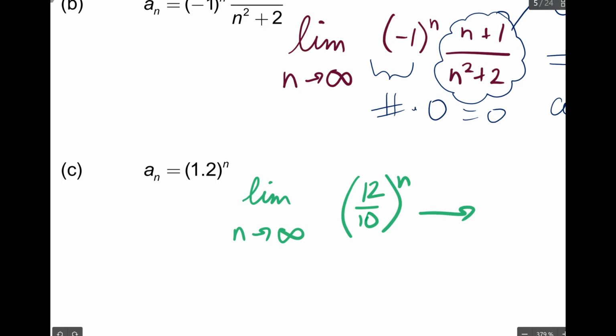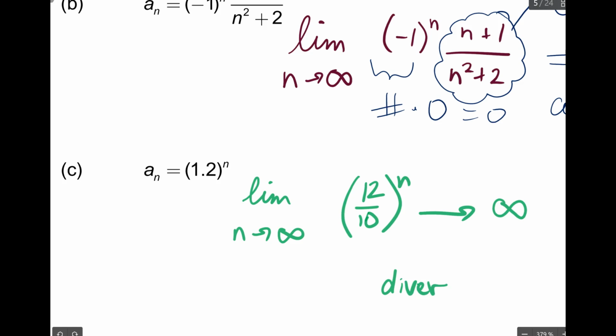So as we get bigger and bigger numbers, 1.2 is the same thing as 12 over 10, which means 12 is a bigger number. The top one's going to get bigger and bigger faster. So we're approaching infinity. So it diverges, because we're not actually approaching a number.